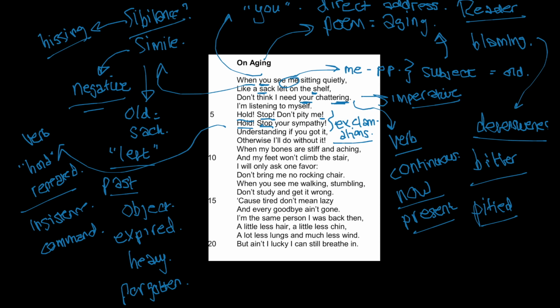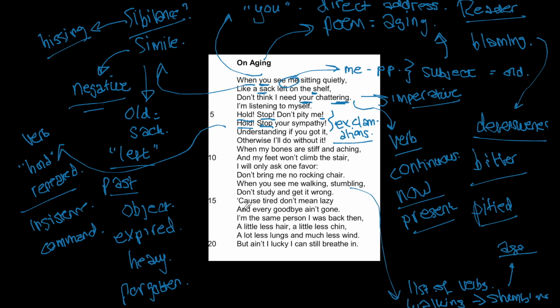When my bones are stiff and aching and my feet won't climb the stair, I will only ask one favour, don't bring me no rocking chair. Again, she's not asking for pity. When you see me walking, stumbling, I've got this list of verbs. And notice how it goes from walking to stumbling. There's this sense of age within the verbs as the verb progresses from walking to stumbling.